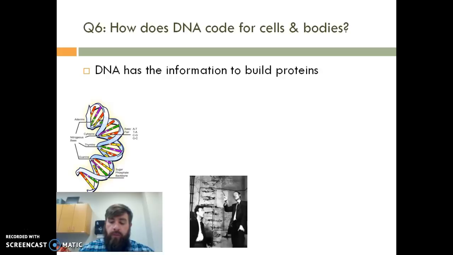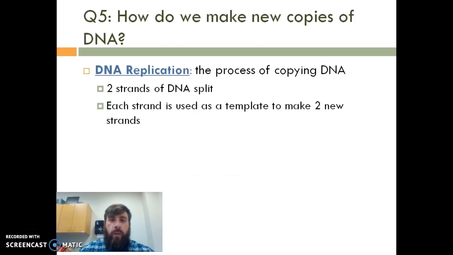Simple. Every time that we are making new cells, we need to have new genetic information for those new cells. So when there's mitosis, we need to double the genetic material so that the new cell has that genetic material. So that's when DNA replication is taking place.